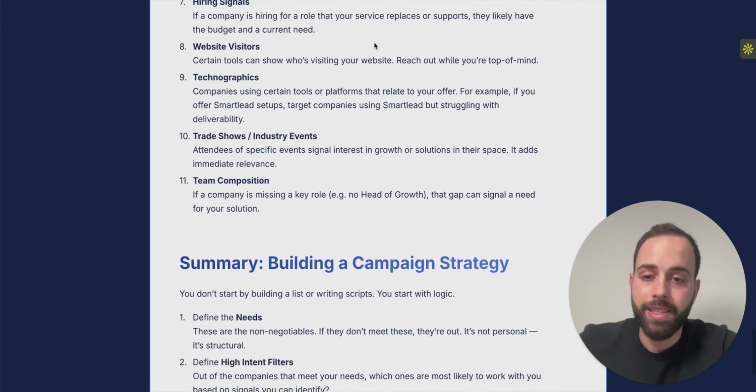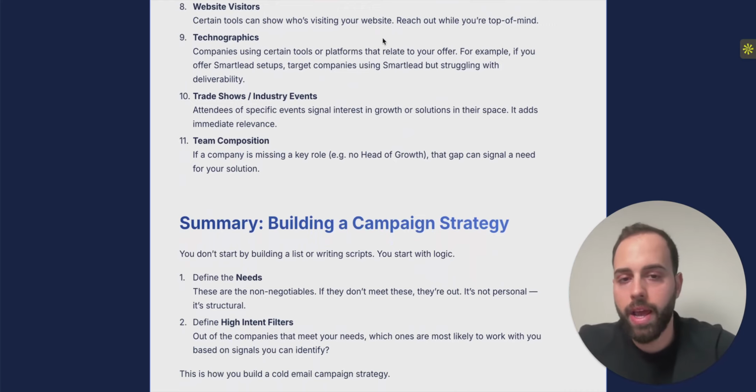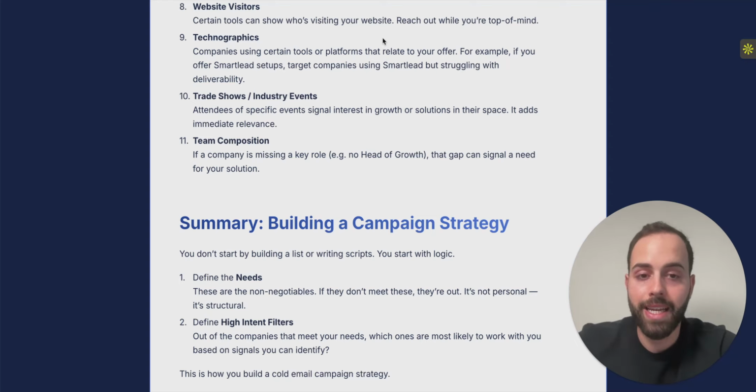Number 11 is team composition. So if a company is missing a key role, they have no head of growth, for example, or head of marketing or a CMO, then that gap can signal a need for your solution.